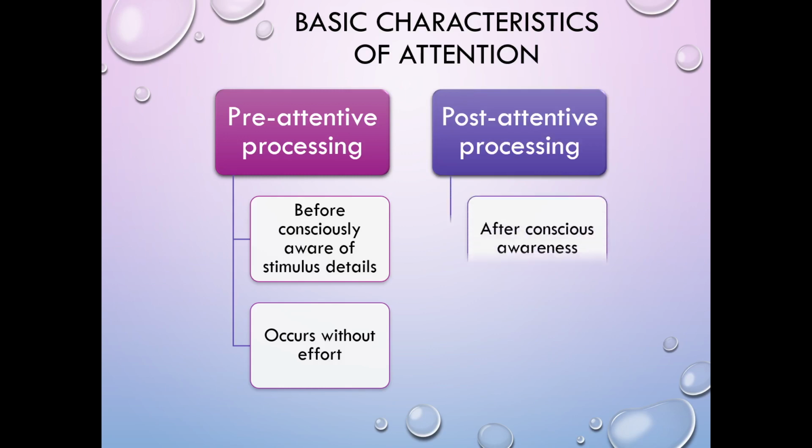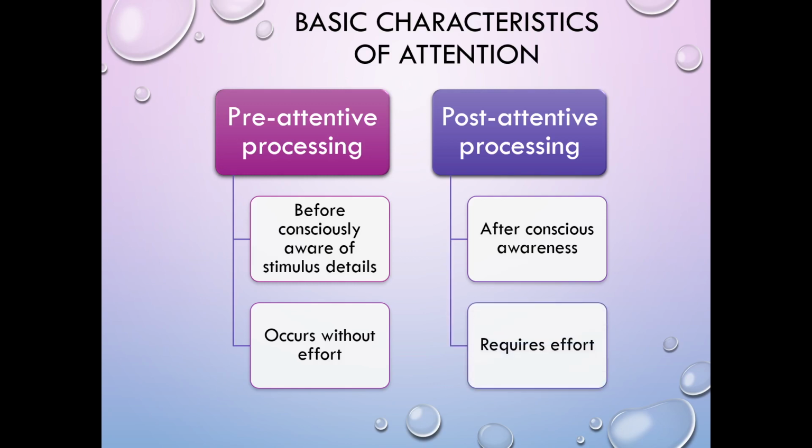Post-attentive processing refers to the kind of processing that you do after you have become aware of the fact that you are paying attention to something. Once you have placed the spotlight onto the object, your brain will start to say, I'm paying attention to this aspect of the environment, and we'll start investing some effort into understanding what that object is, what that sound is, what that smell is, things like that.